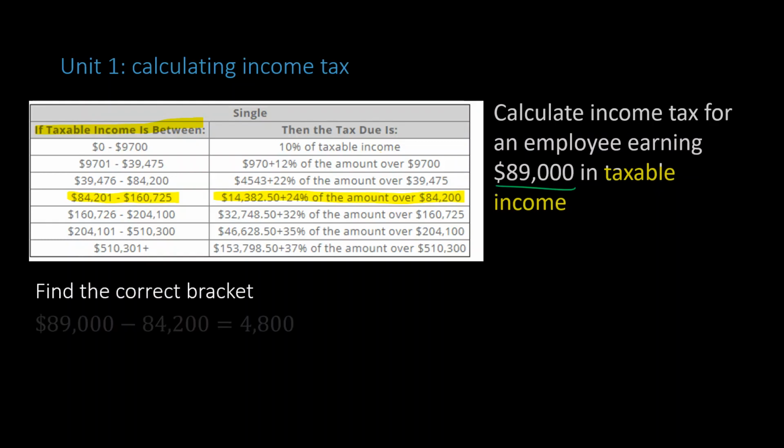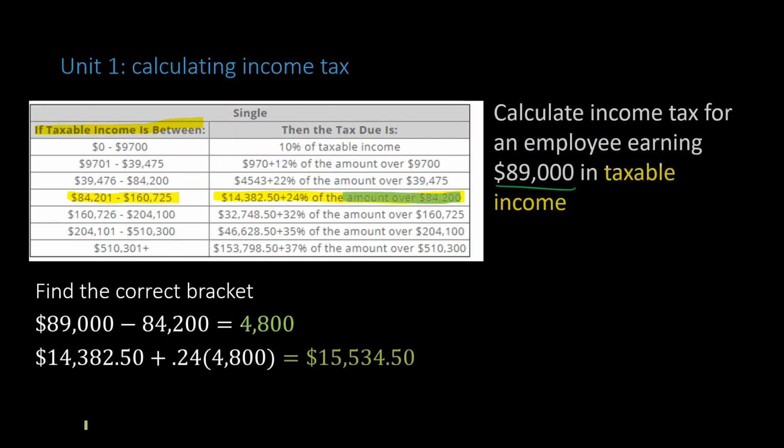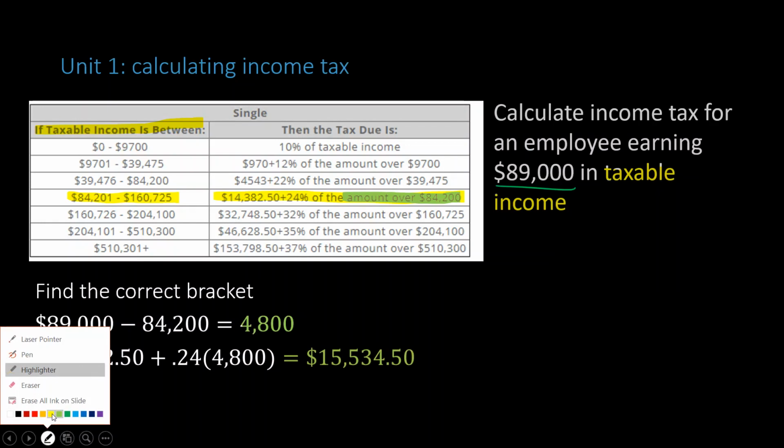So let's see what that looks like. So this line here is representing this amount over 84,200. In other words, they're just saying find the difference. So this person's income exceeds that amount by $4,800. So they're saying to take that number and calculate 24% of it. And that's what's happening here.